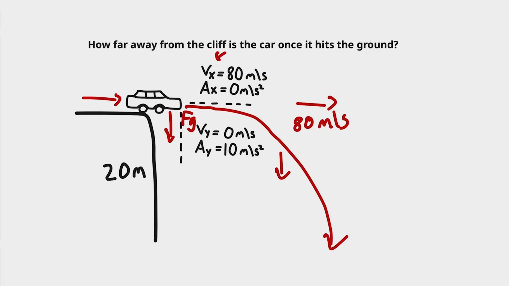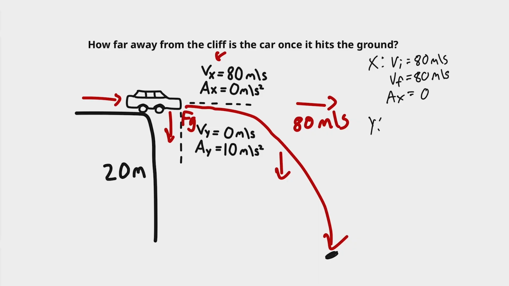To solve a problem like this, you have to use kinematic equations, and the way that I like to go about using kinematic equations is to first list out all of the variables that we're given. Let's first start with the x direction. Our initial velocity is equal to 80. We know that the velocity doesn't change, so that means that our final velocity is also 80. And we know that since the velocity doesn't change, the acceleration must be 0.